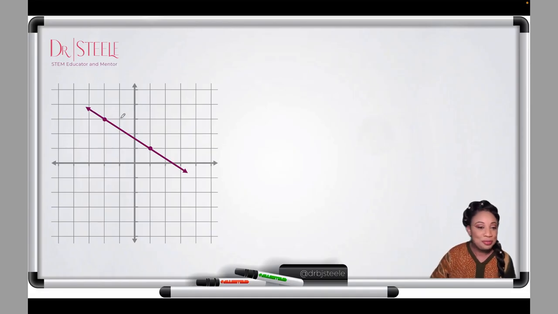Okay, welcome back. So, we're going to go from this point to this point. I'm going to go down 2 and over 1, 2, 3. So, the slope for this is going to be 2/3.